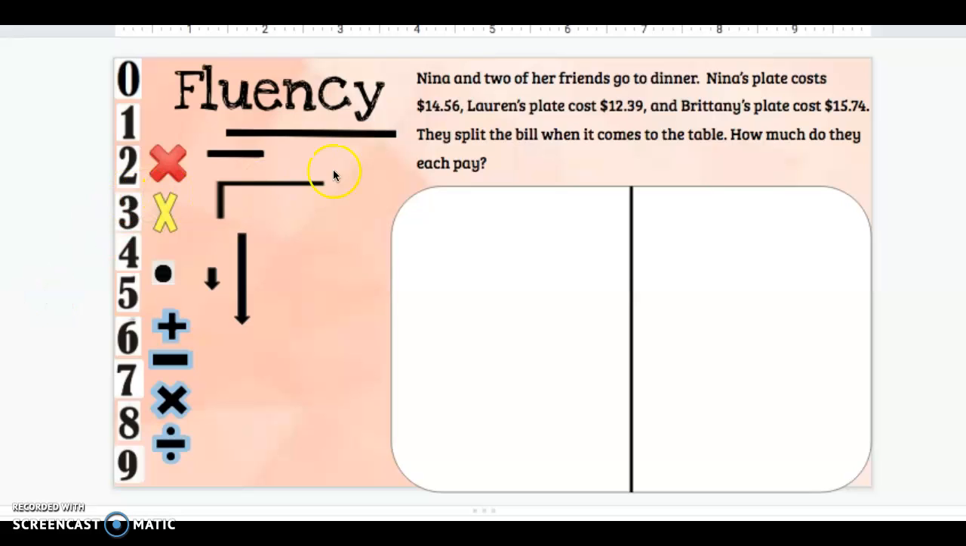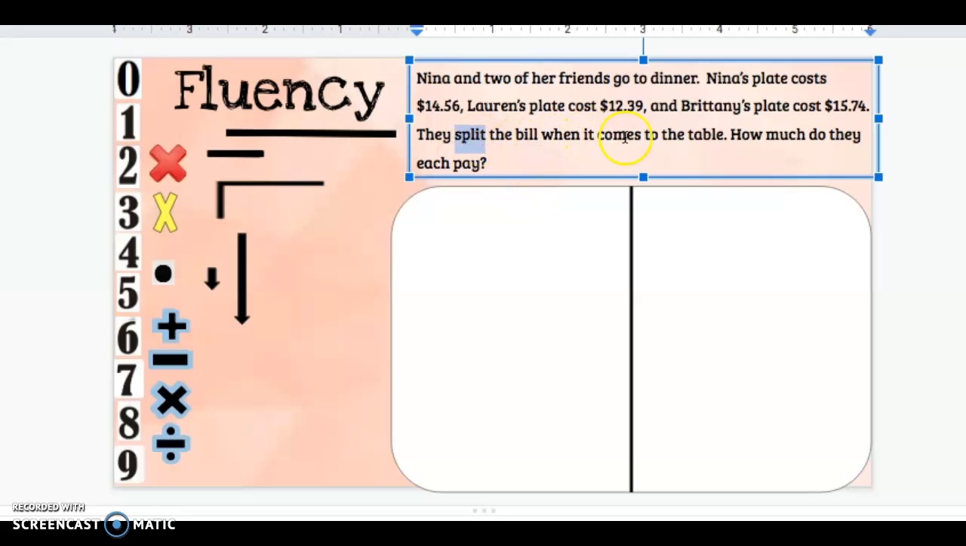So for fluency today, it says that Nina and her two friends go to dinner. Nina's plate cost her $14.56. Lauren's plate cost her $12.39. And Brittany's plate cost her $15.74. They split the bill when it comes to the table.